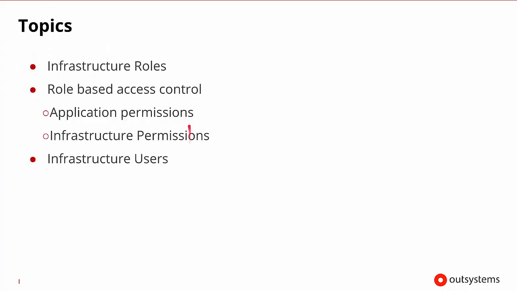In this session, we'd like to discuss the different types of infrastructure roles that are there by default and how the role-based access control works. It has control over application permissions as well as infrastructure permissions. And then we'll look at how to create infrastructure users. So let's go ahead and get started.